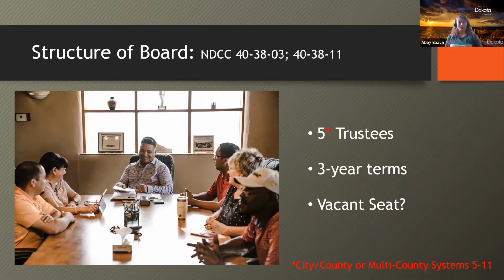Okay, 3-year terms. Trustees are appointed by the municipality that they're representing. The appointment should be recorded in the city or county meeting minutes. And then, I mean, typically the board is going to say, hey, city council, these are the new members to the library board that we would like you to appoint. Please do this at your next meeting. And it tends to be that simple.